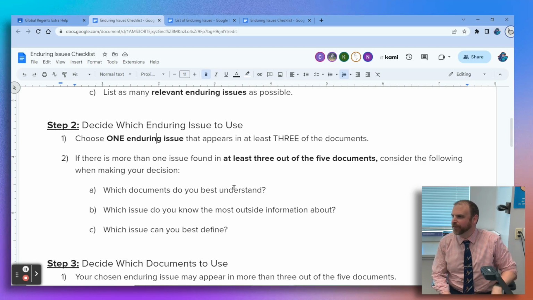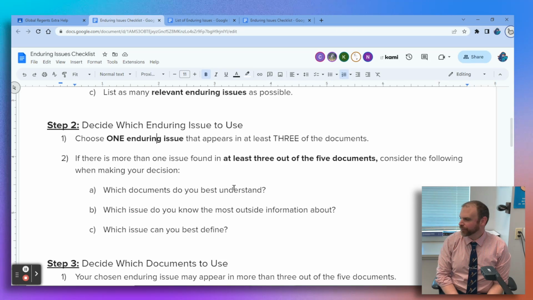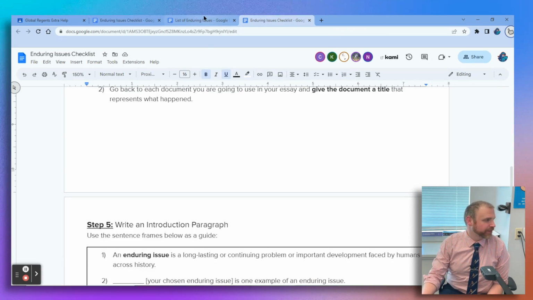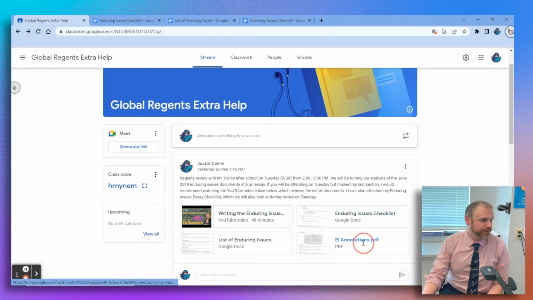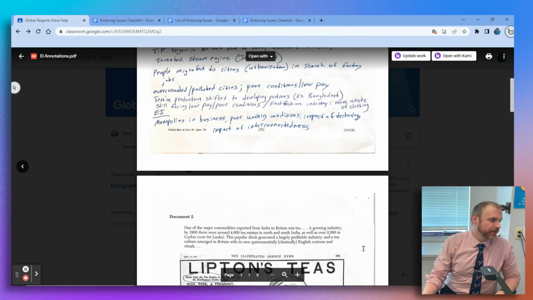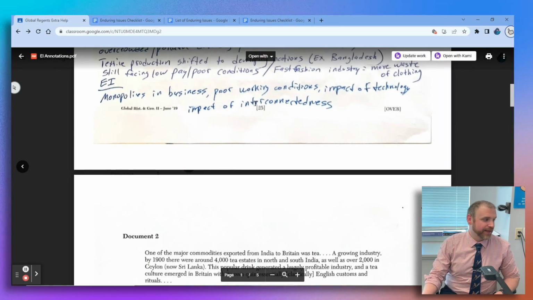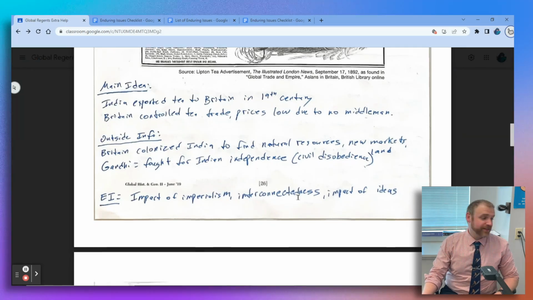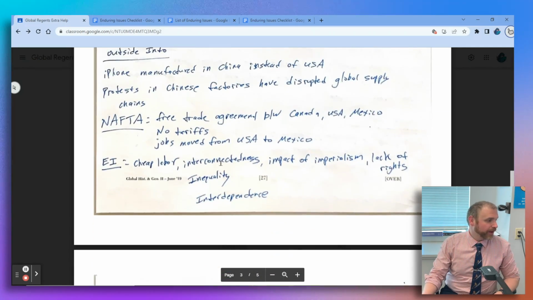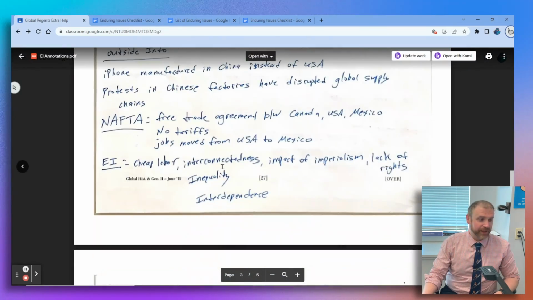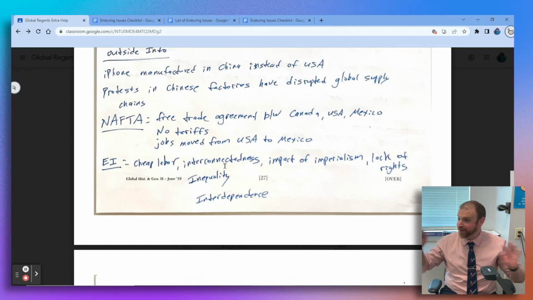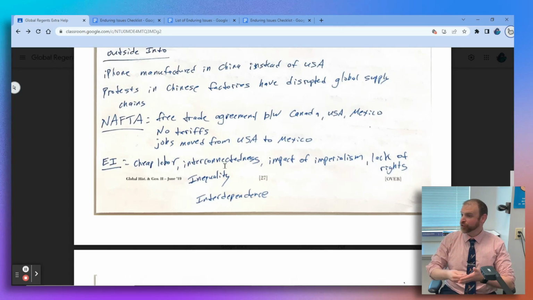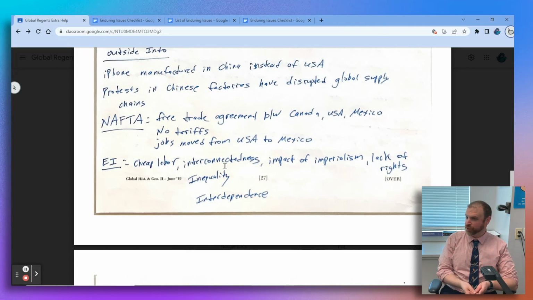So did we find any that's common in at least 3 out of the 5? What did we come up with? Interconnectedness comes up several times, yes, okay? So if you looked at the annotations, I'm looking at what I put on the bottom under EI, and I see interconnectedness for document 1. I wrote down interconnectedness for document 2. I wrote down interconnectedness for document 3, right? So boom, I know that that issue is in at least 3 out of the 5, so that could be an option for an issue we could choose.